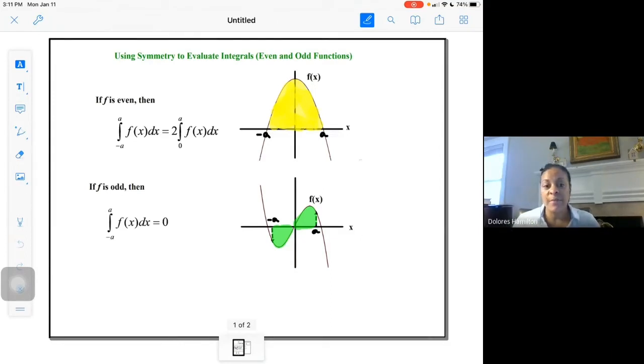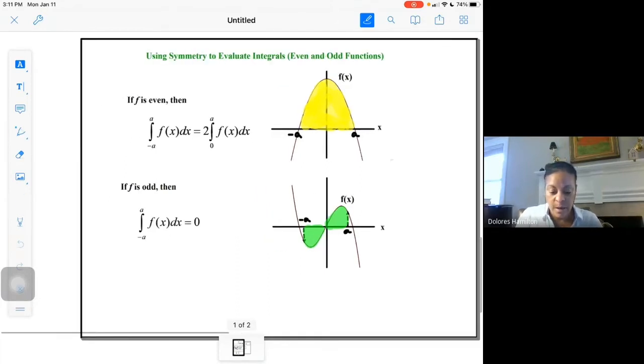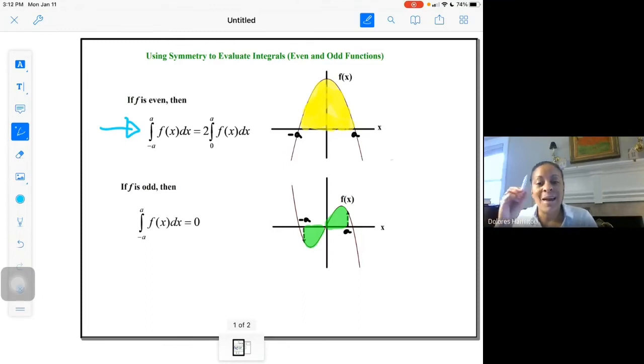So if I'm thinking about what the definite integral from negative a to a is, I'm hoping that you know that for whatever area this is, because of the symmetry, the area on the other side of the y-axis is always going to be the same. So I should be able to deduce from that that the integral from negative a to a of an even function will always be twice the definite integral from 0 to a.